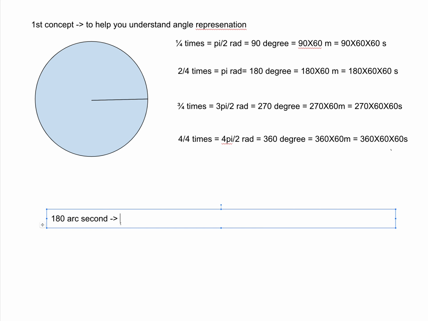So similarly 180 arc second, how much minute is this angle? This is very simple, 180 divided by 60 minute, or you can say 3 minute. Yeah, and also somebody wants to know, okay, but I'm not satisfied with minute, I want to know 180 arc second, this is how much degree.